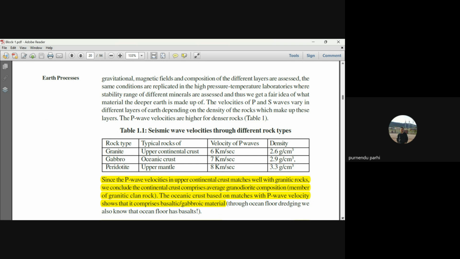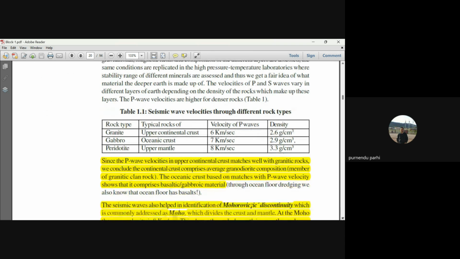Since the P wave velocity in upper continental crust matches well with the granite rocks, we conclude the continental crust comprises average granodiorite composition, a member of the granite clan of rocks. The oceanic crust, based on the match with P wave velocity, comprises basaltic and gabbroic materials.